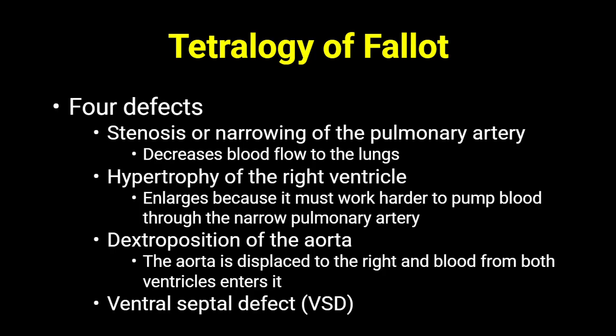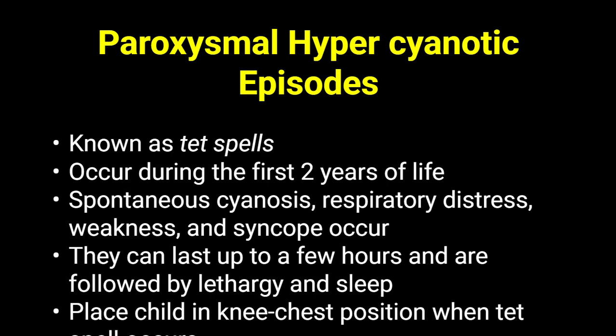The fourth defect is a ventricular septal defect, a hole between the ventricles. This is the most common cyanotic congenital heart defect. These children have chronic cyanosis and are prone to TET spells. TET spells occur during the first 2 years of life.